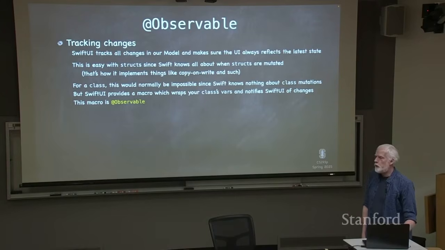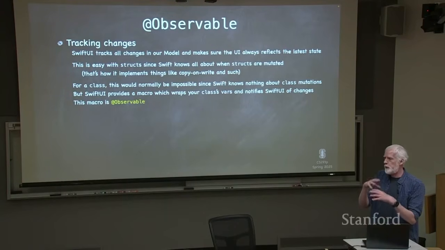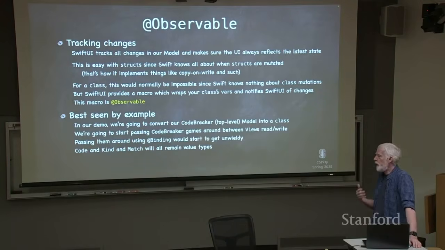So we are going to put this macro @Observable on all of our classes in our model. So we will be putting this on our class CodeBreaker. We'll be changing CodeBreaker from being a struct to being a class, and we're going to say @Observable class CodeBreaker. Now, what does this @Observable thing do? I think it's best seen by example, and so I'm going to do it to show you what it's like.